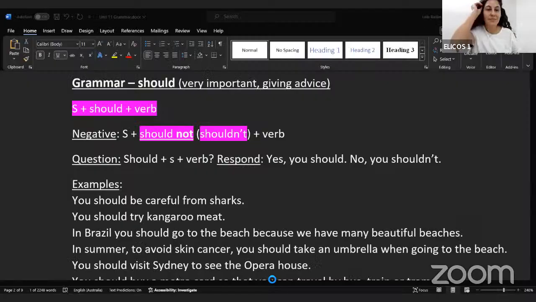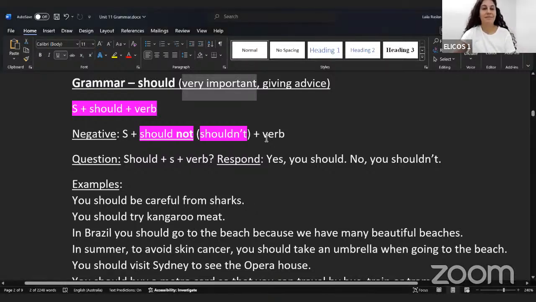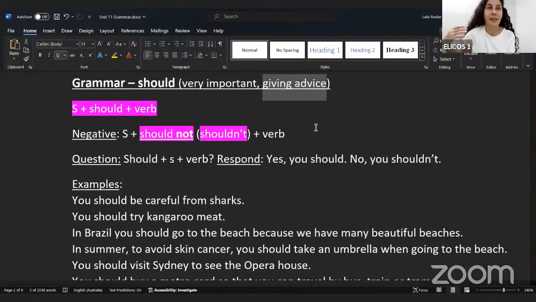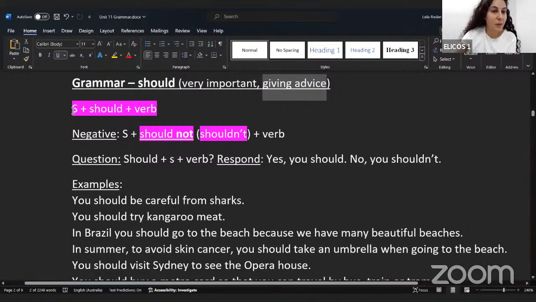Okay, so we are here. So should again means that it is very important. Okay, and especially we use should when we want to give advice. So when we tell our friends or our parents or someone that we love, when we tell them should, it means that I'm telling them what is good. So how do we make a sentence?